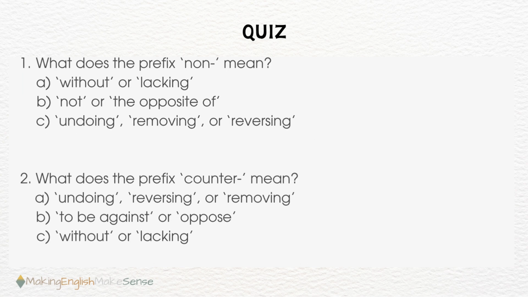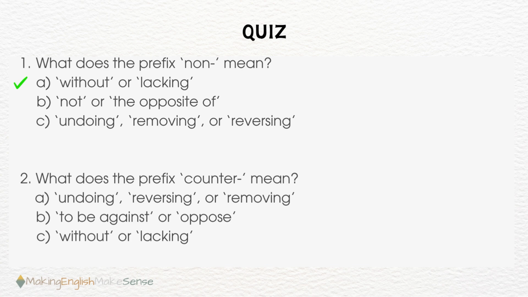Okay, we're going to finish with a short multiple choice quiz to check our understanding. Question number 1, what does the prefix non mean? Does it mean A, without or lacking, B, not or the opposite of, or C, undoing, removing, or reversing? I'll give you a few seconds to think about it. The answer is A, without or lacking.